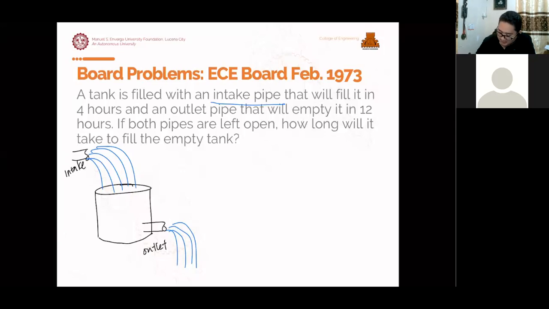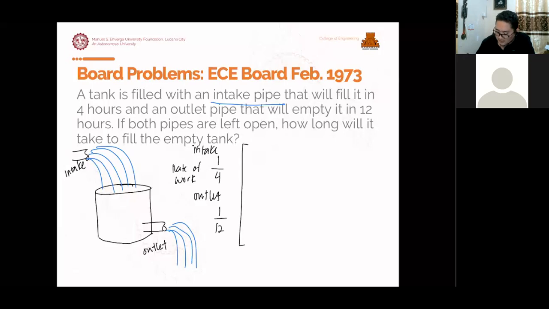Okay? So ibig sabihin yung in one hour or in a given time, ito yung rate ni intake pipe, no? 1/4 yung kay intake tapos yung kay outlet is 1/12. Ito yung rate ng work niya sa isang oras, sabihin natin, no? 1/12. Ngayon, ang nangyari, binuksan siya parehas. O parehas bukas yung outlet na yun.